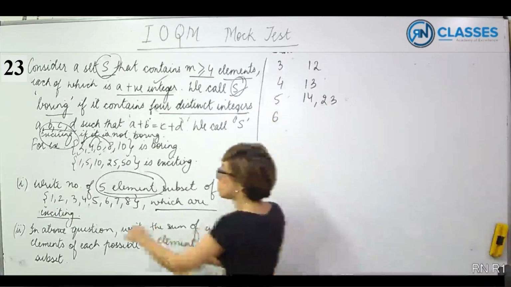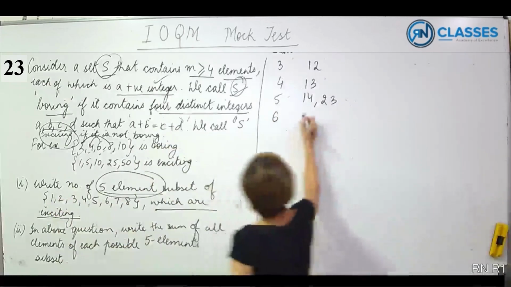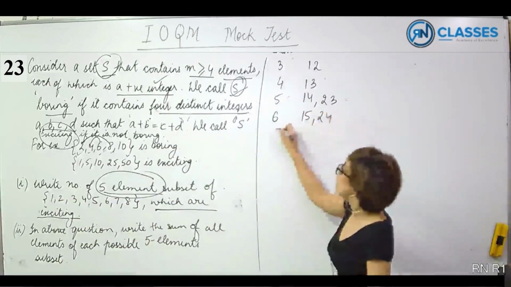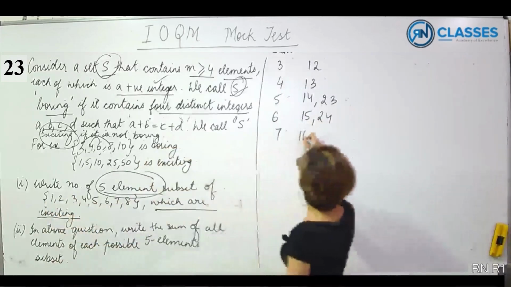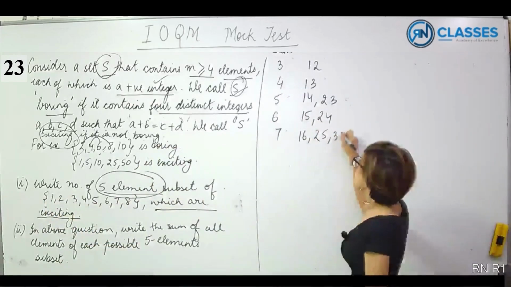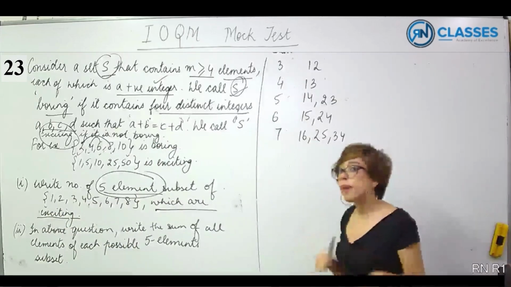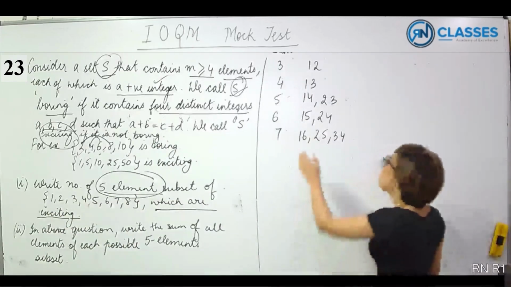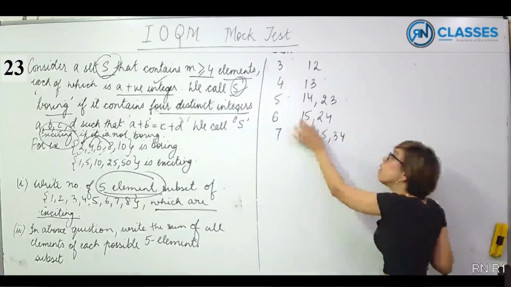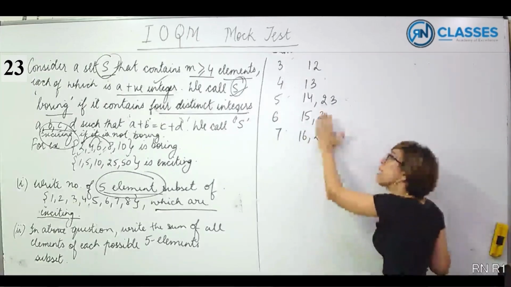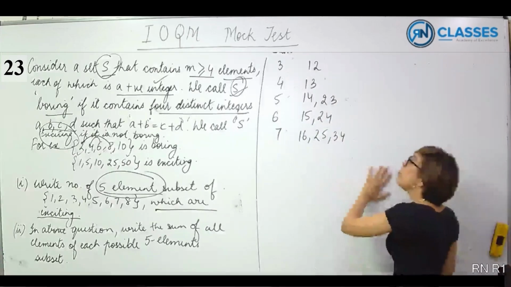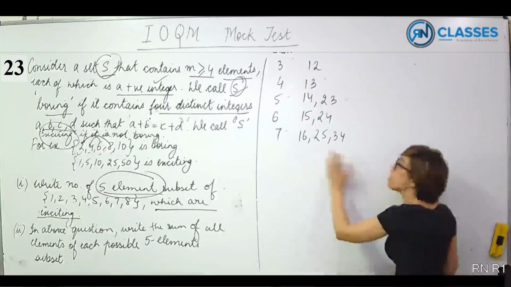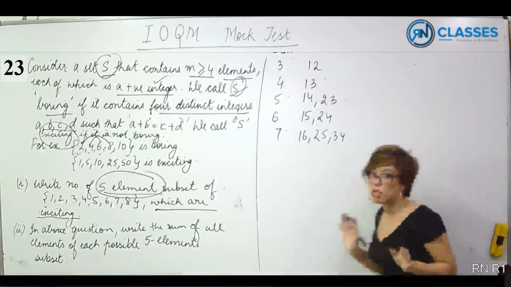Then, sum 6. So, I'll have 1, 5, 2, 4. Then, sum 7: 1, 6, 2, 5, 3, 4. Now, do you realize why I am writing these down? Because I know if I have 1, 5 in my subset, I cannot have 2, 4 together. Maybe I can have 2, maybe I can have 4, but together I cannot have. So that is why I am writing down all the pairs which will have problem with each other.